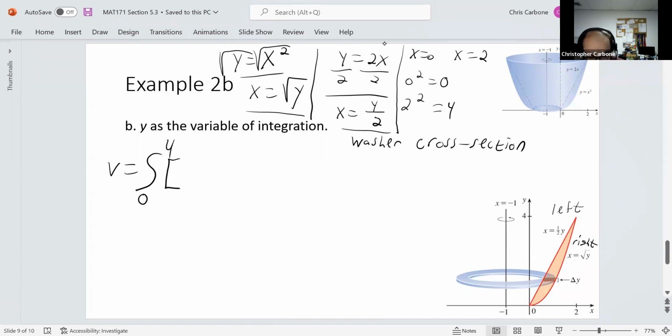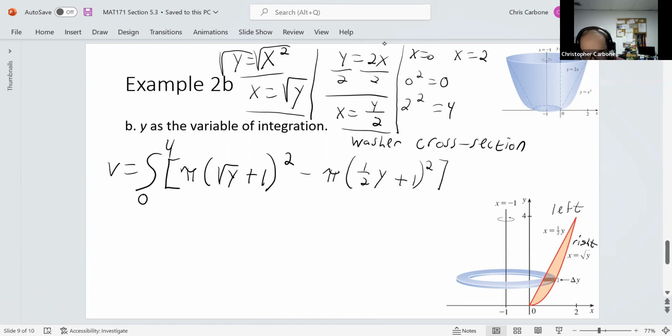So based on that washer cross section, we have pi times the square root of y, but because we're rotating around x is equal to -1, we have to add 1 to this when we square it. Due to that rotation around x is equal to -1, since we have both of these solved for x, to get those correct values, we have to add 1. Minus pi times, again, from our second function, this would be 1/2 y, again plus 1 for that same reason of rotation around x is equal to -1, dy.